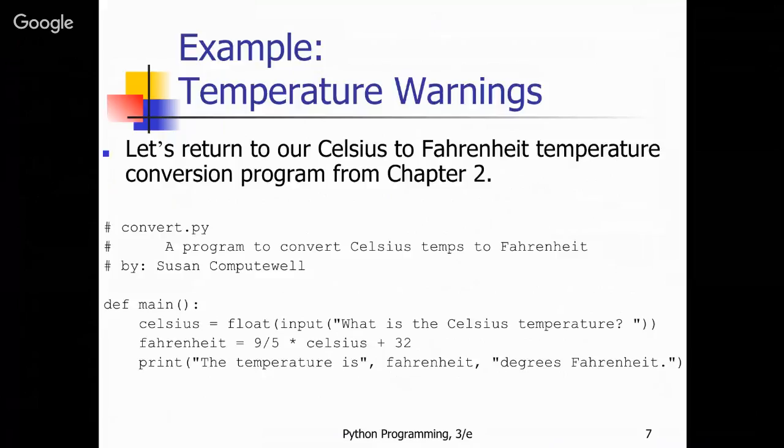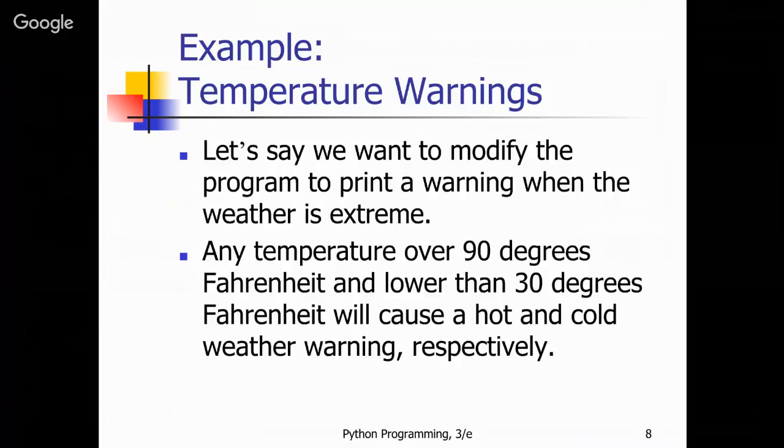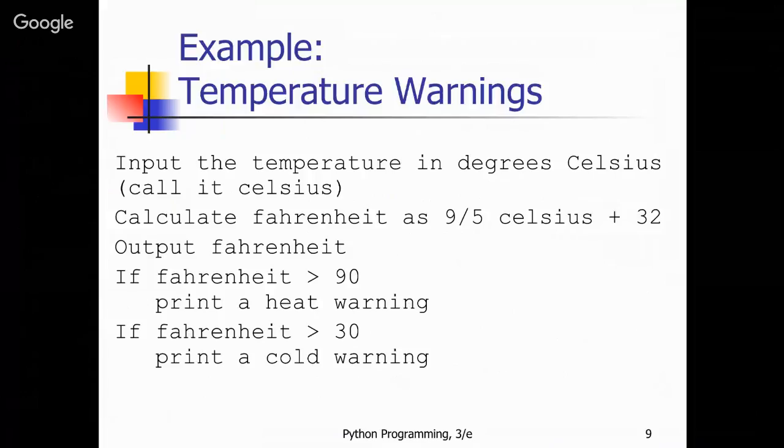Right? And then in the main function, we're going to calculate, there is just a standard formula you can get off the web. 9/5 times the Celsius degree plus 32 will give you the Fahrenheit. And then we print out the result. So this was one of our first programs we did. But as I already mentioned, let's see how we can change it up to give some more sophisticated information to the user based on conditions.